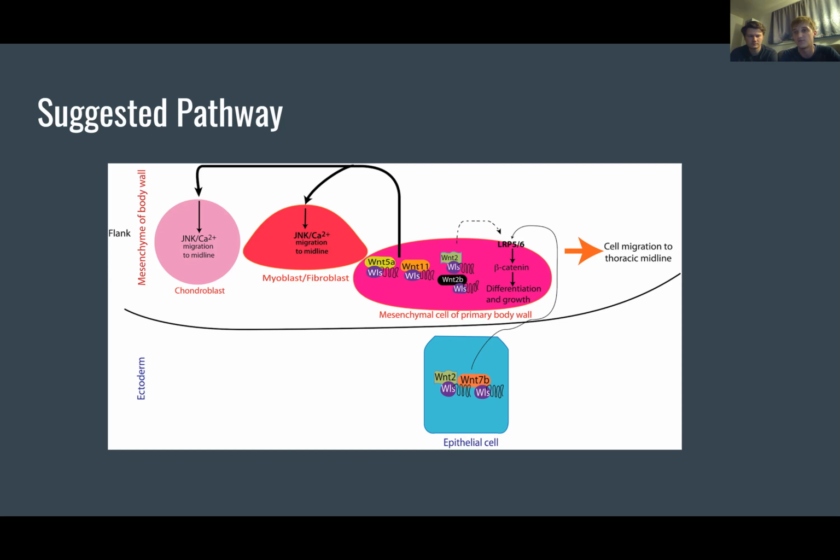Obviously, we don't know 100% exactly what causes the lack of fusion, something wrong with these Wnt pathways. But the exact etiology of why we see Ectopia cordis isn't known yet. We just know it's something with the Wnt pathway going wrong, leading to the lack of fusion.